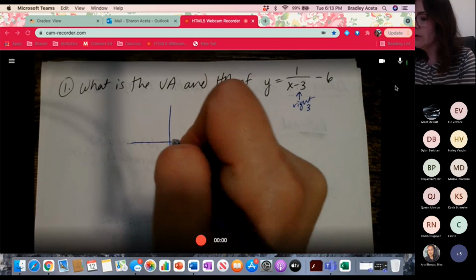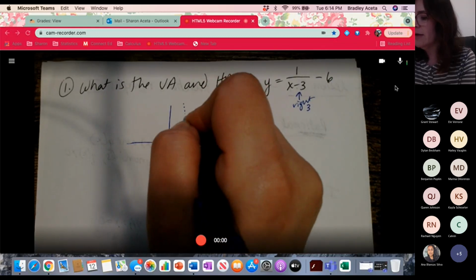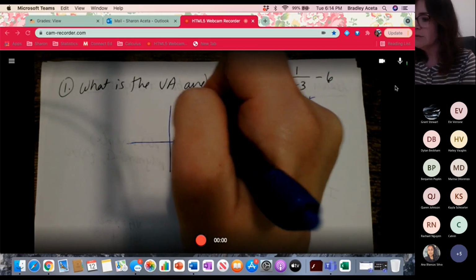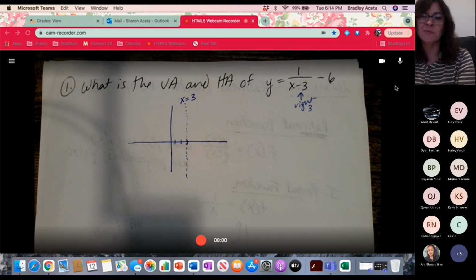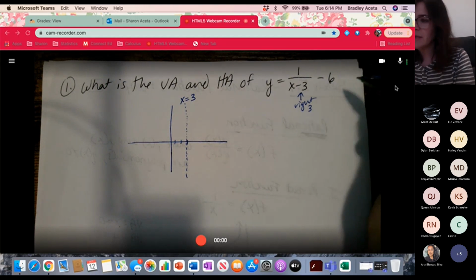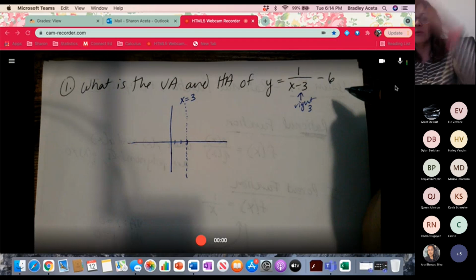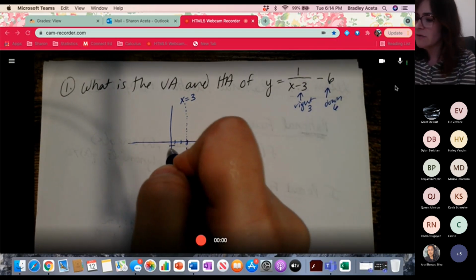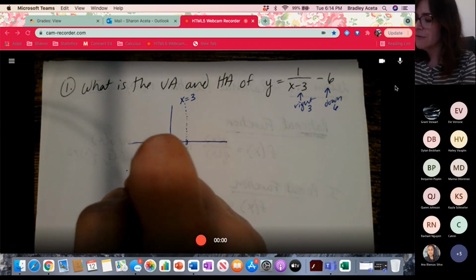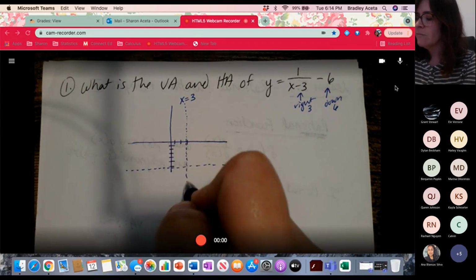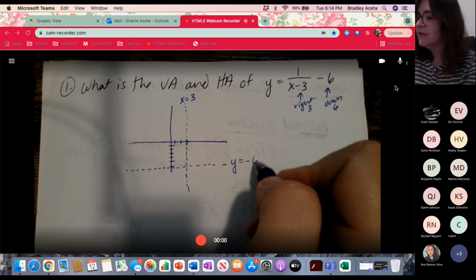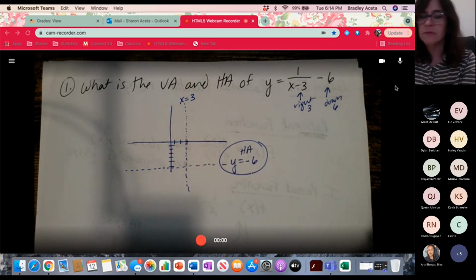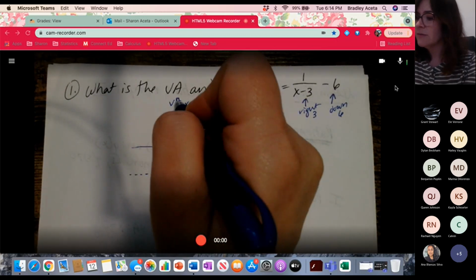Here's my axis. Now I'm going to go 1, 2, 3. So now my new vertical line is 3 to the right. x equals 3 is my new line. This minus 6, if you're on the outside of the parent, you go up or down. So this one is a minus 6, so you go down 6. 1, 2, 3, 4, 5, 6. That would be y equals negative 6. So this right here is your horizontal asymptote, and that right there is your vertical asymptote.